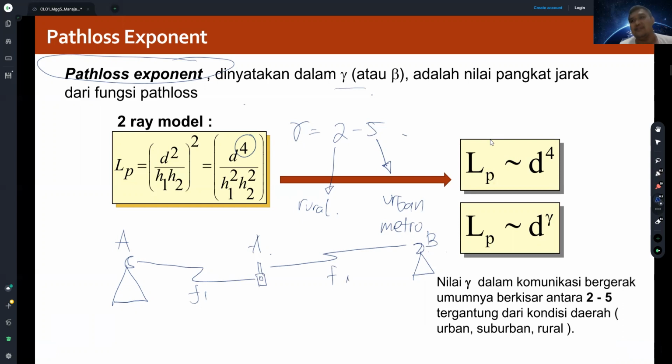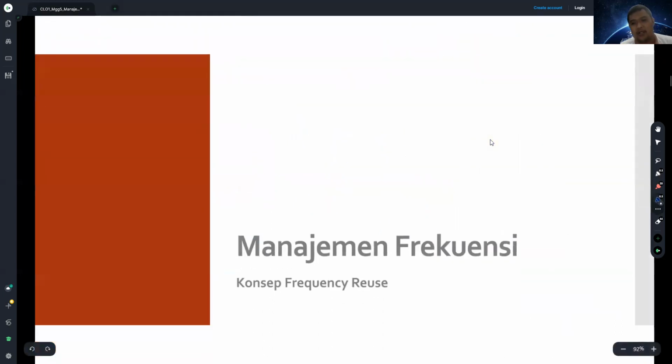That's why another aspect that is very important for the wireless communication system is how we could manage the frequency. So that's what we are going to learn about this week. We are going to learn how we could manage the frequency in order for us to build the optimum wireless communication system regarding the capacity and also the coverage.